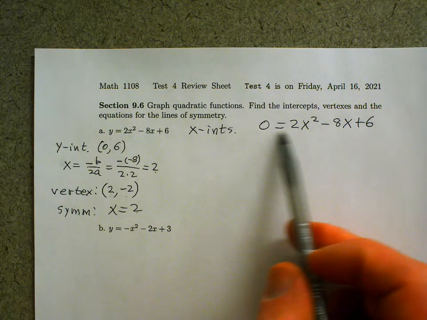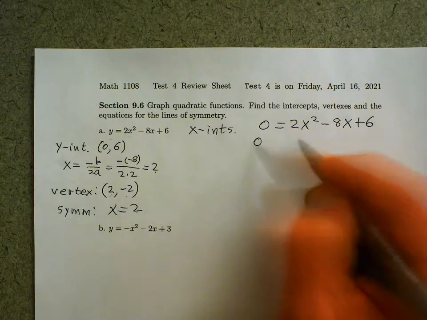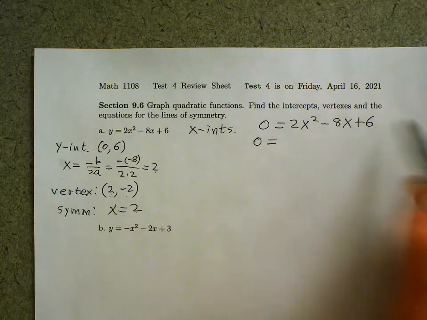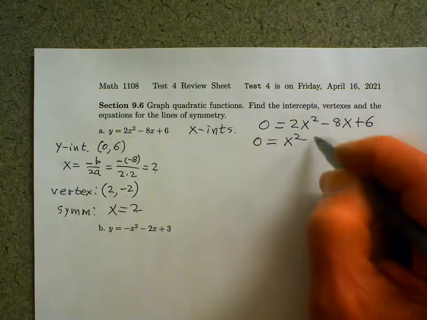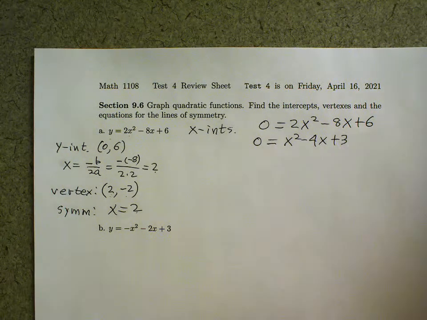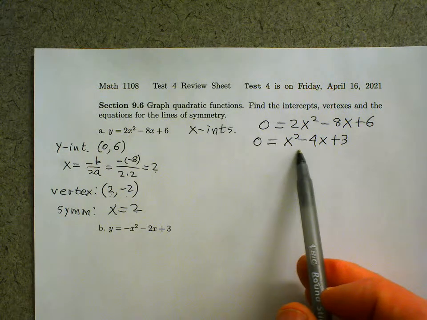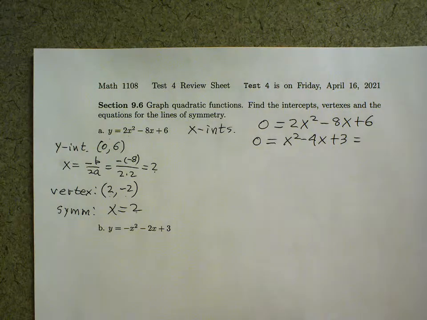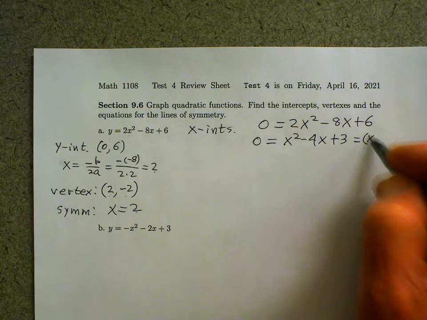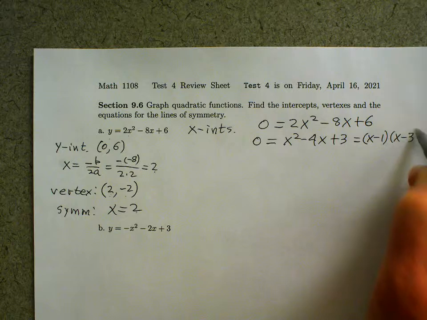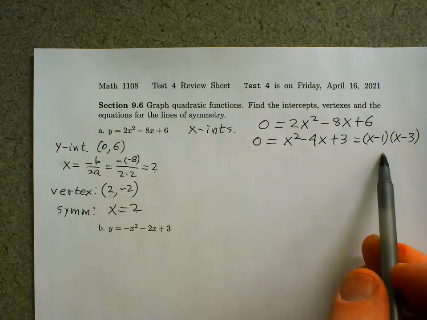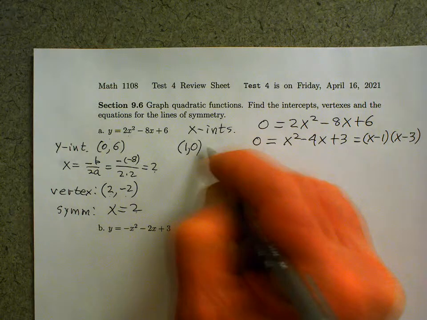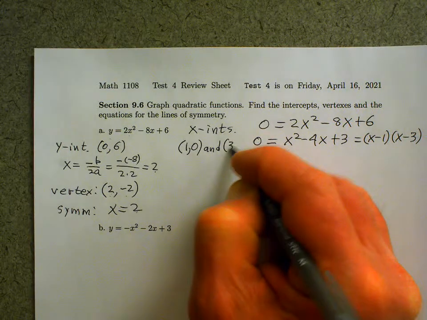We can divide every term on both sides by 2 to get a simpler process. So divide every term on both sides by 2, we get 0 equals x squared minus 4x plus 3. And this equation can be solved by factoring. x squared minus 4x plus 3 is x minus 1 and x minus 3. So the x-intercepts are the ordered pairs 1, 0, and 3, 0.